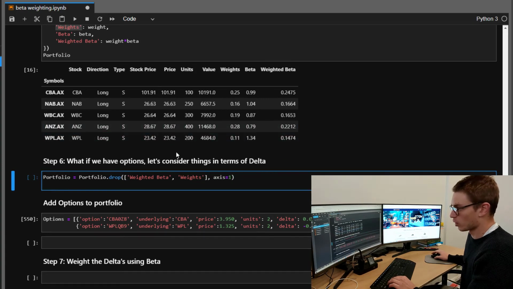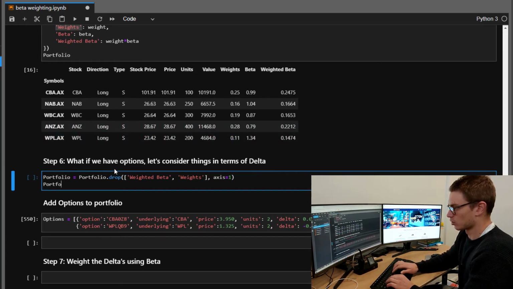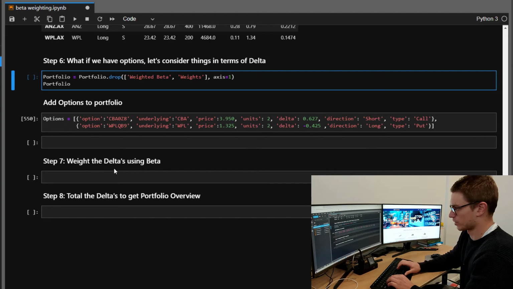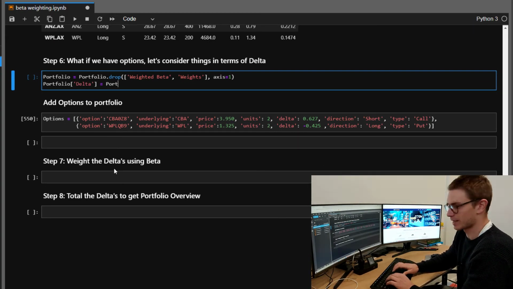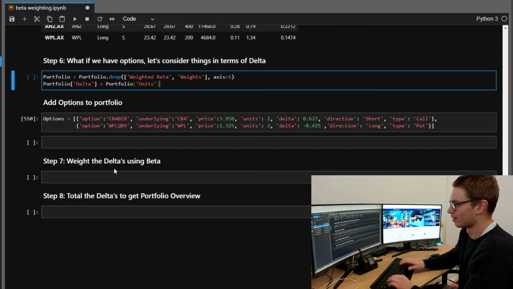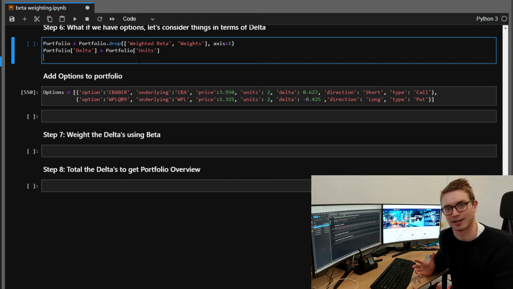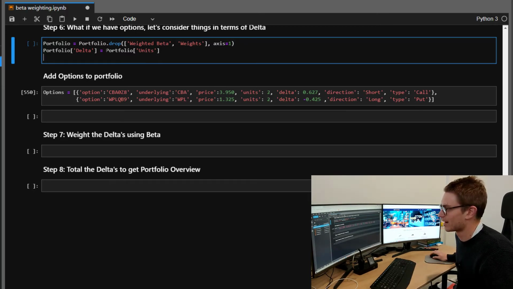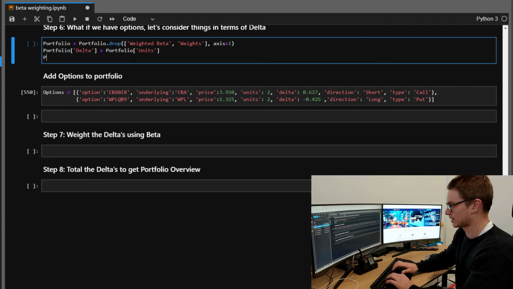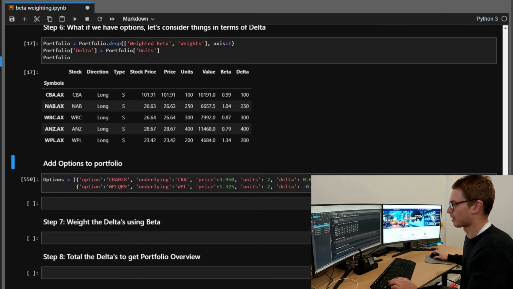What we do want is we want to define something called delta. Now, delta for just the stocks is going to be equal to the units. So you can think of it, if we have a price change of $1 in one of these stocks, obviously our portfolio change, well, that specific instrument change is going to be $1 per unit. So I'm just multiplying $1 by the number of units. Hopefully that makes sense. So I'll print out that data frame now.